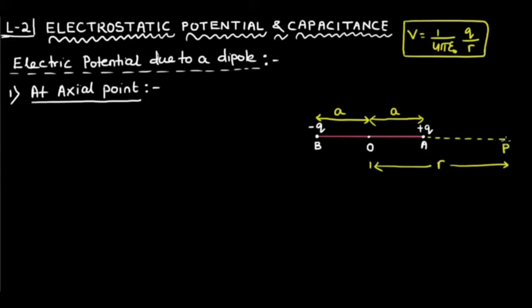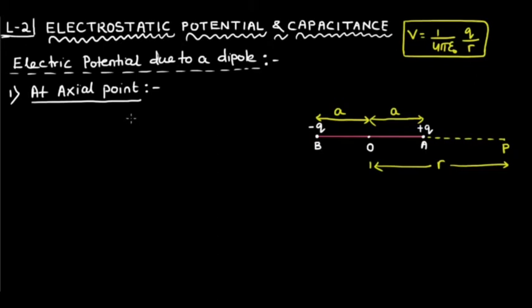So students, at this point P, we will get two electric potentials. The first one is due to the positive charge plus Q and the second one is due to the negative charge minus Q. So after writing the expression for potential due to the two charges, we will add them like normal numbers because potential is a scalar quantity. So there is no need to apply the laws of vector addition. We will simply add the magnitudes of the potential.